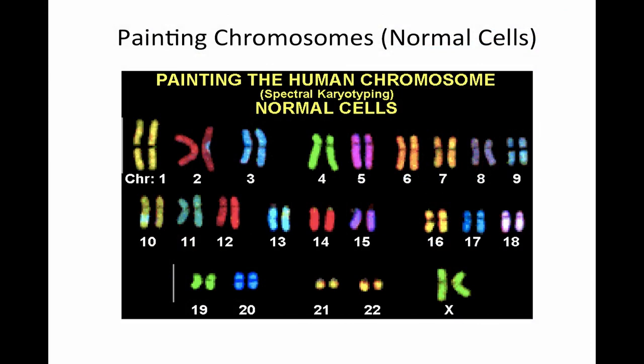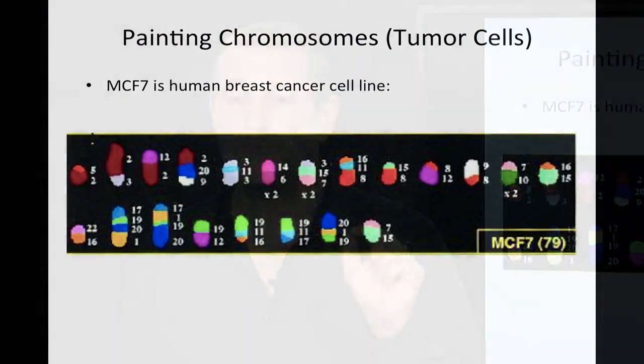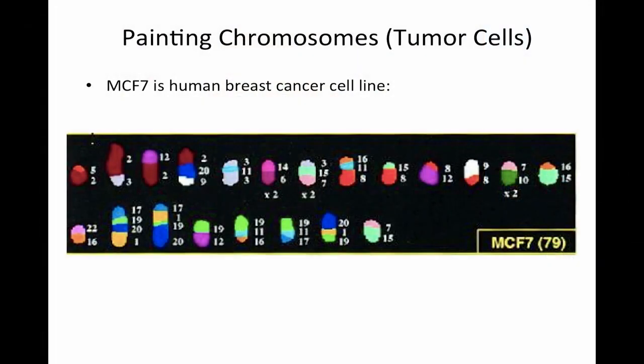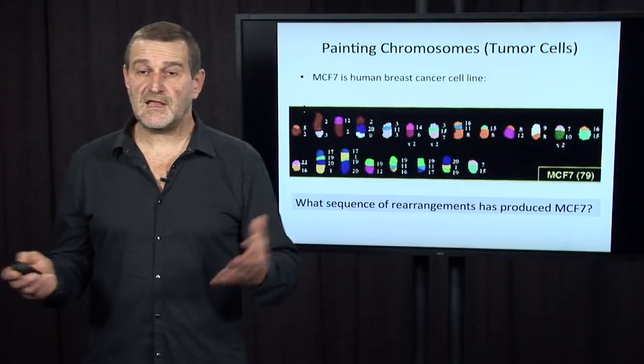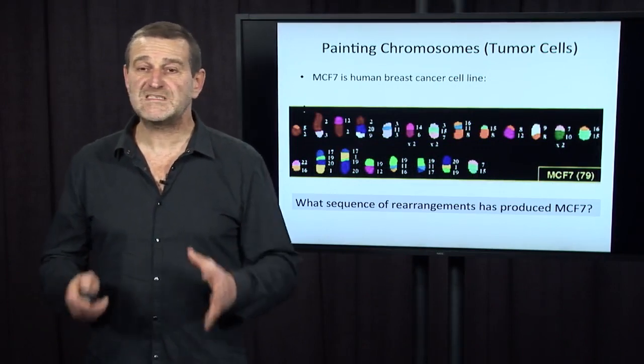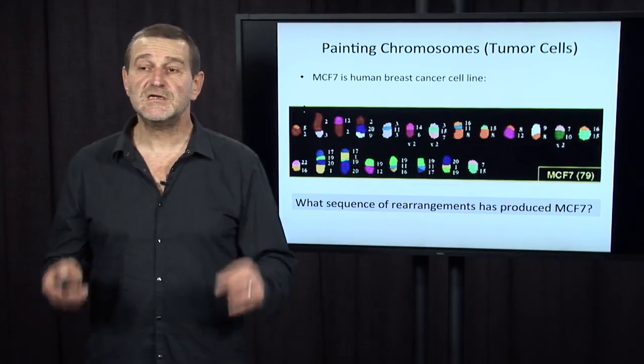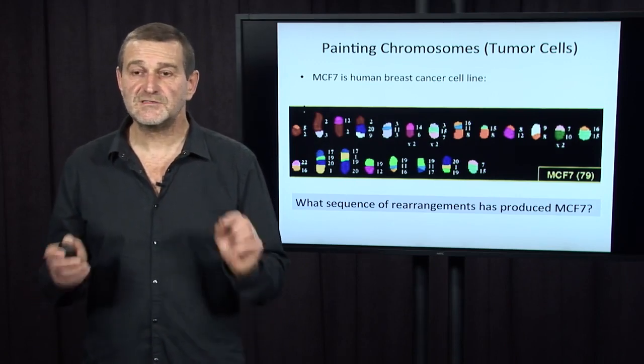However, if you start chromosome painting on a tumor genome, and in this case, this is MCF7, a human breast cancer cell line, you see a very colorful picture. This colorful picture illustrates that hardly any chromosome remains intact in MCF7, since every chromosome consists of different pieces, sometimes 2, 3, even 4 pieces of different human chromosomes combined together. And it's a very difficult question to figure out what sequence of rearrangements has produced the MCF7 tumor genome.